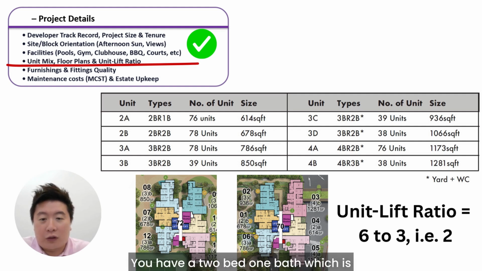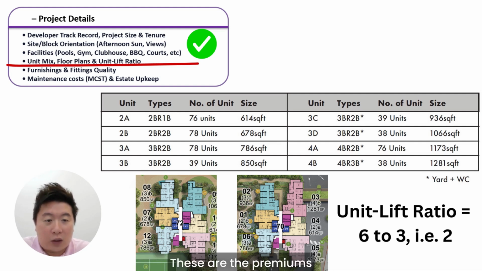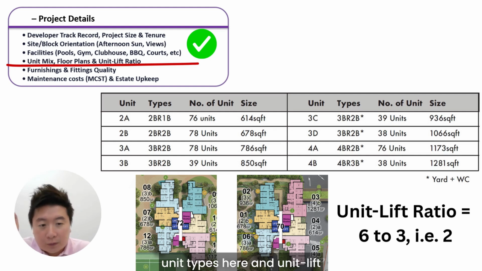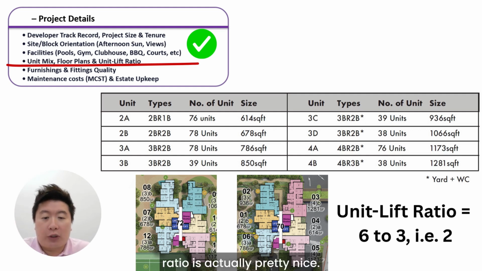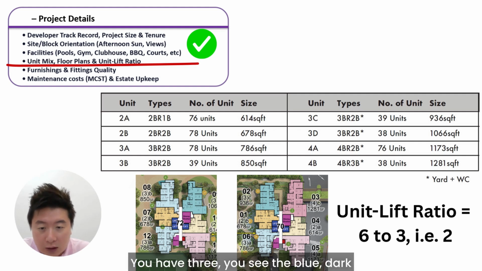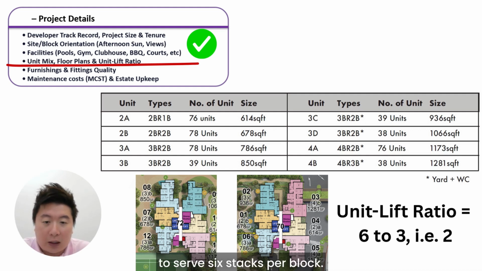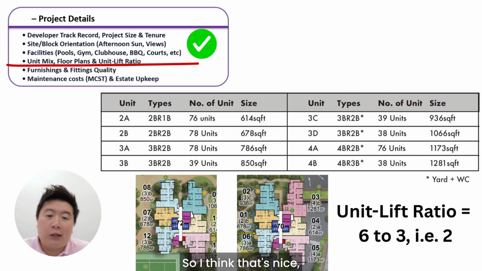You have a 2 bed, 1 bath, which is the 2 bedroom, 614 square feet, 76 units, and then 2 bed, 2 bath, 3 bed, 2 bath. You have compact, the deluxe, and then the premium. These are the premiums. And you have the 4 bedroom, 4 bedroom premium. Okay, and asterisk stands for the fact that they have actually the yard and WC for these 4 unit types here. And unit lift ratio is actually pretty nice. You see the dark blue blocks here, 3 lifts here to serve 6 stacks per block. So I think that's nice. It's a good decent ratio.